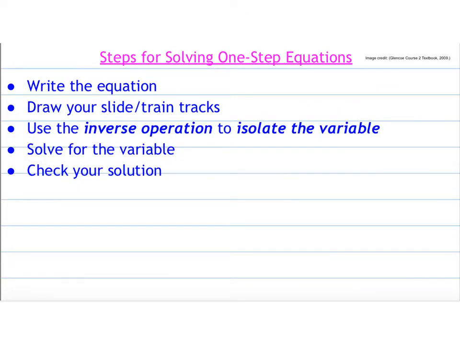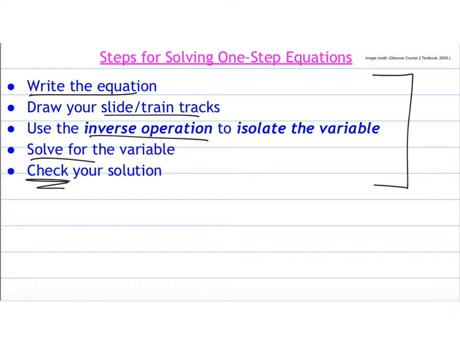Steps for solving one-step equations. I want you to write all 5 of these steps down. This is what you're going to use for our next video for multiplying and the next one for rational numbers. So you'll only need to write this down once, but I would like you to have all the steps down. First, you're going to write the equation. Then you're going to draw your slide or your train tracks. Then you're going to use the inverse operation, which we just talked about, solve for the variable, and then you're going to check. Those steps you're going to use for every single equation that we're going to solve coming up.